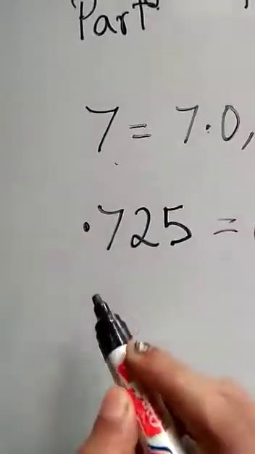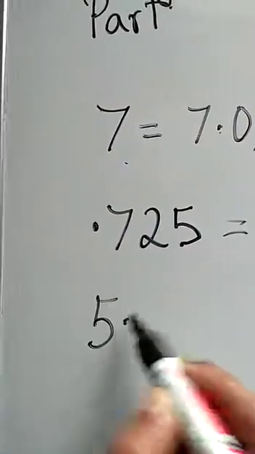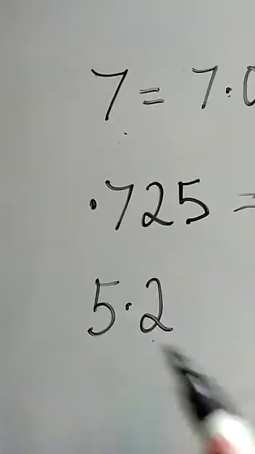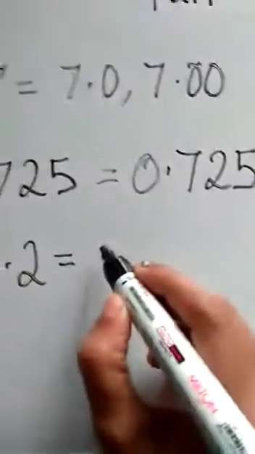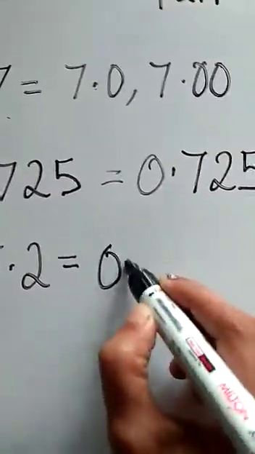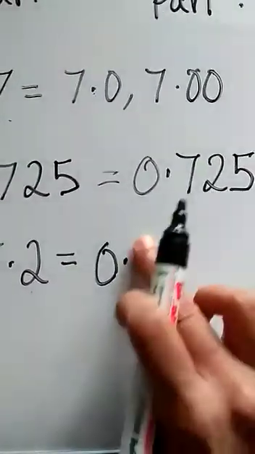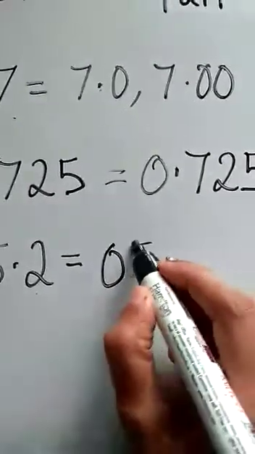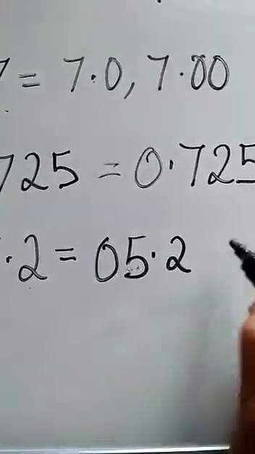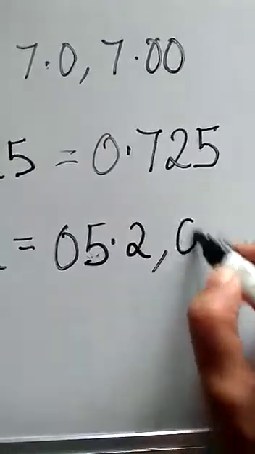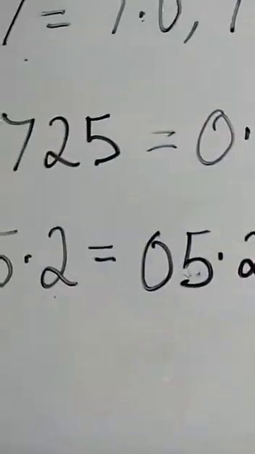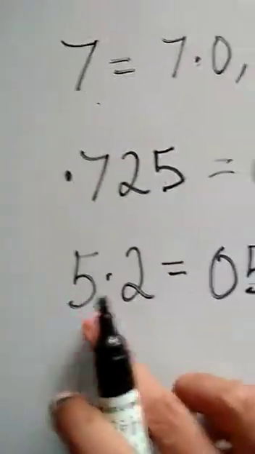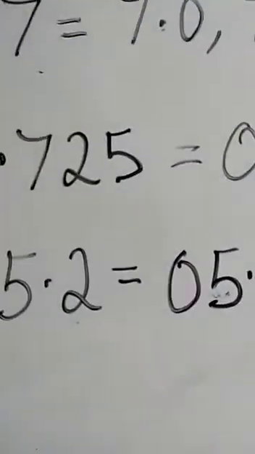Okay. Now next point, you are given a decimal number like this. This is a decimal number, right? So this can also be written as 0.05.2 or 005.2. Okay, so any number of zeros before the whole number doesn't change the value.